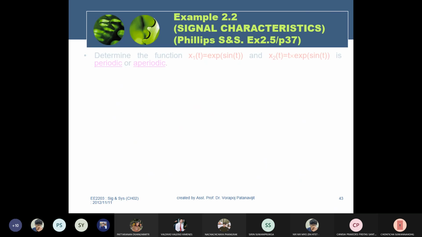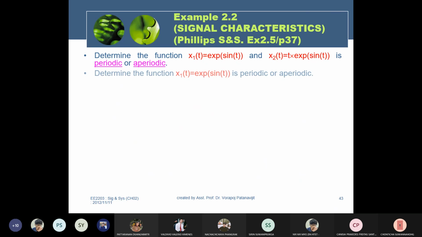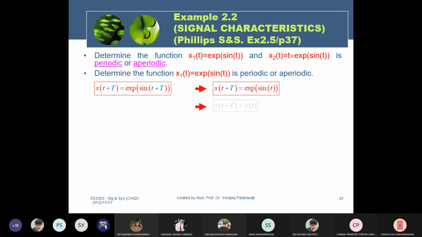Now, the real situation is about here. The signal that you must consider, whether periodic or not, is here. You check it. For example, x1 equals this and x2 equals this. The question is whether x1 and x2 are periodic or not.